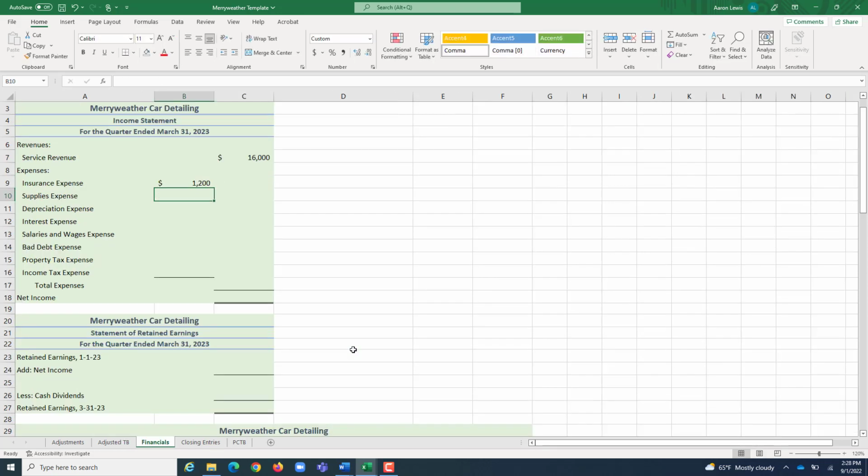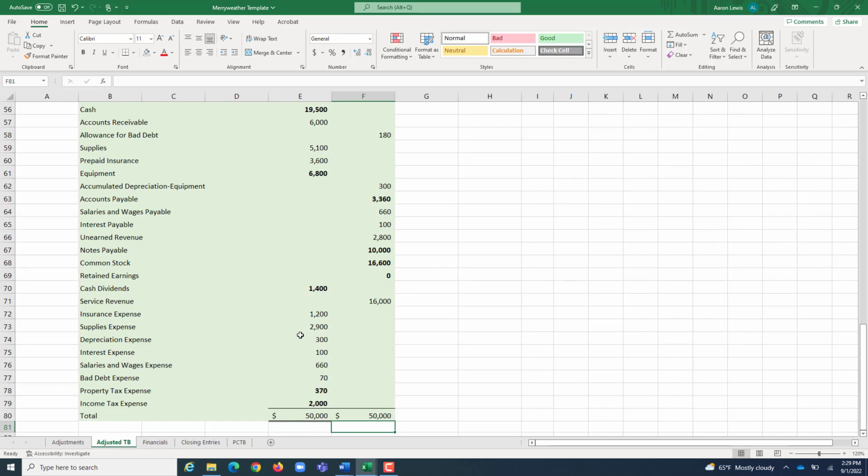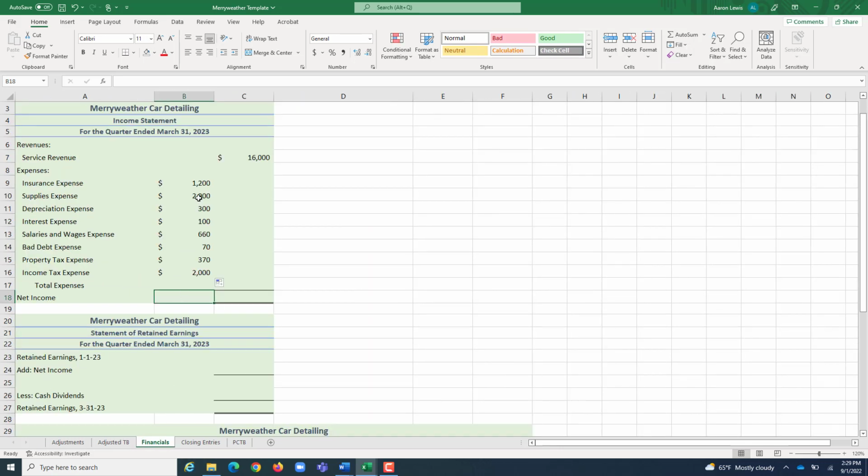Excel has this fancy little feature called the fill handle. If you go to the bottom right corner and find that little square, it's going to change your cursor to a black cross. And if you scroll down to all of the different things that you want to fill in, you transfer all of the numbers. Those are all of the same numbers that we had listed over here. So I don't have to click each one individually.